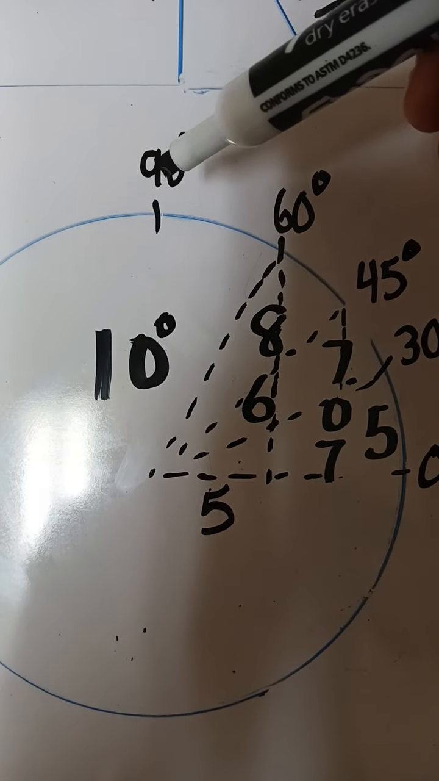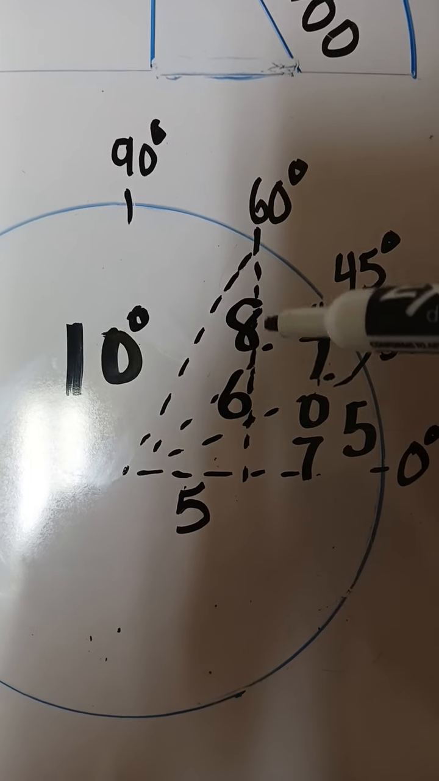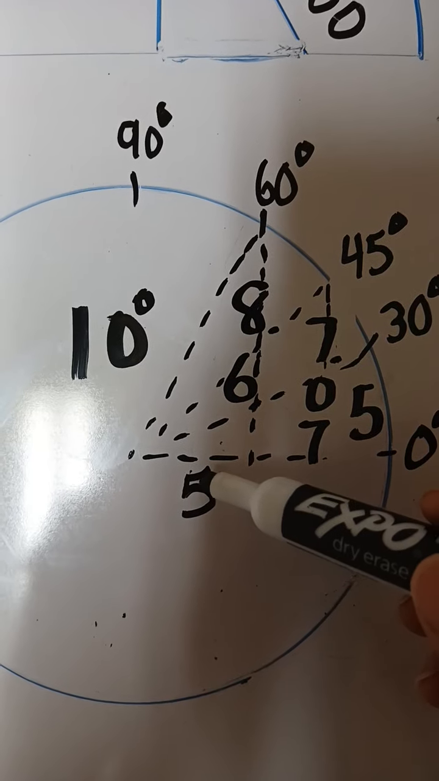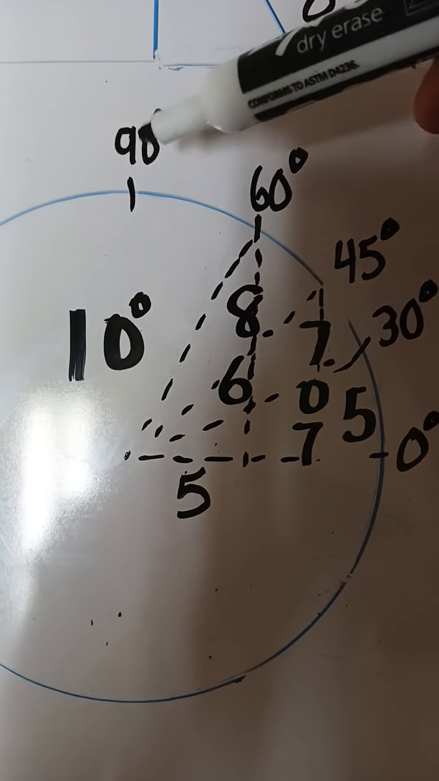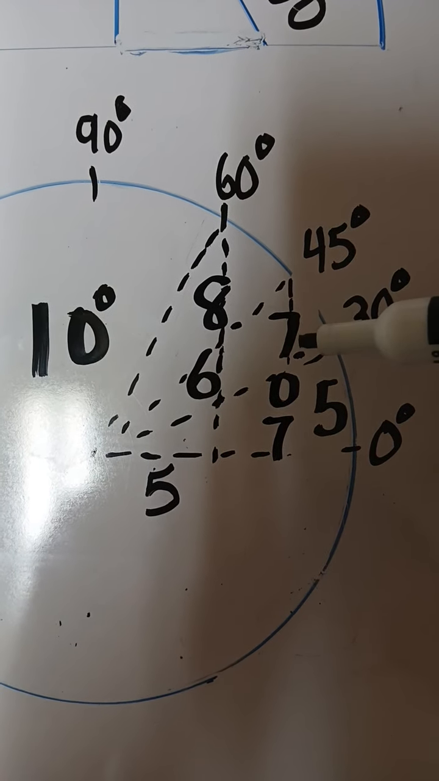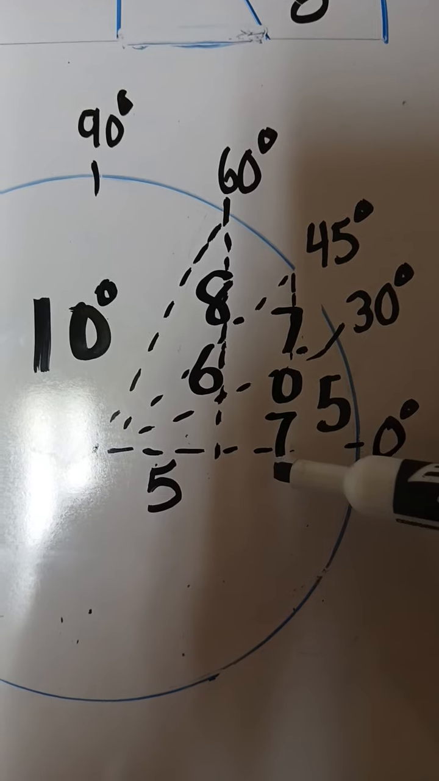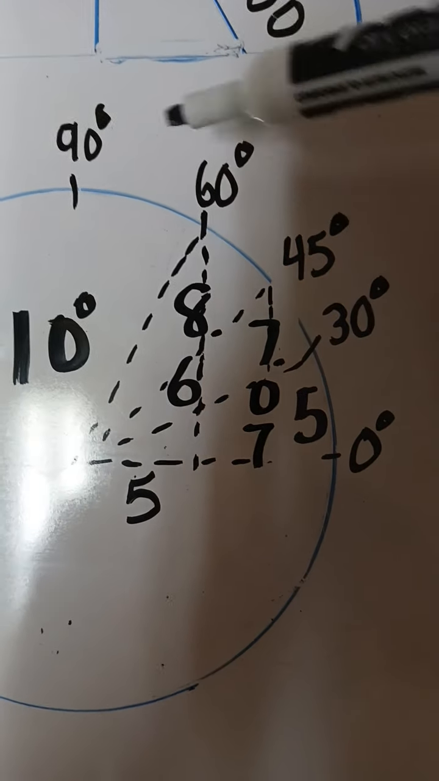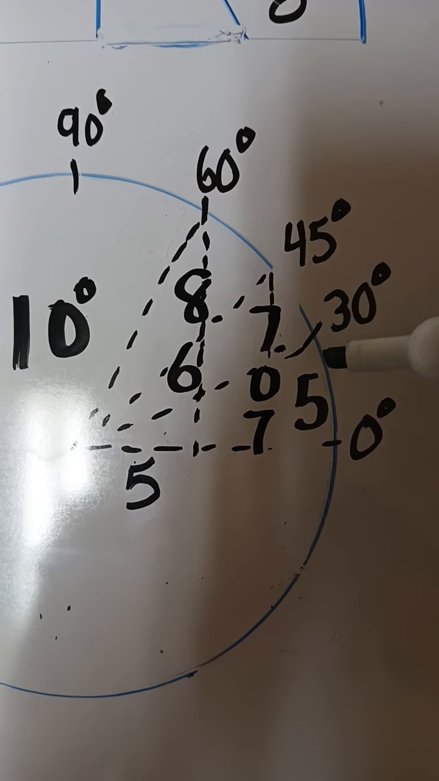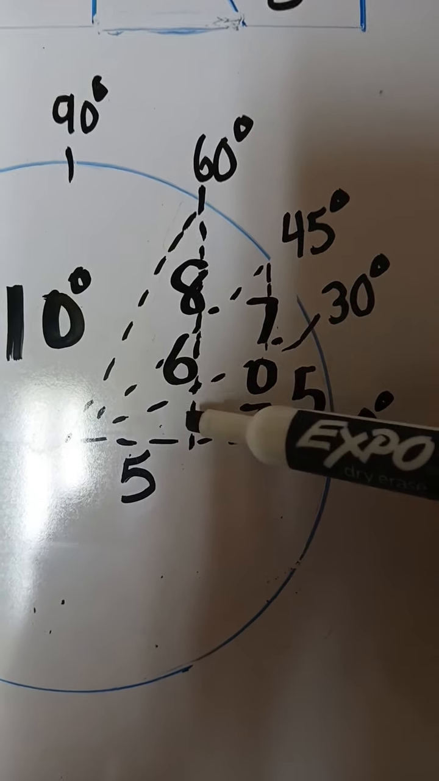If we rotate it the distance from 90 to 60 degrees, you see this triangle, the pipe would be looking up 8.6 degrees and to the right 5 degrees. If we rotated it from the distance from 90 to 45, that pipe would be looking up 7.07 degrees and to the right 7.07 degrees. Then if we rotate it the distance from 90 to 30 degrees, the pipe would be looking up 5 degrees and to the right 8.6 degrees.